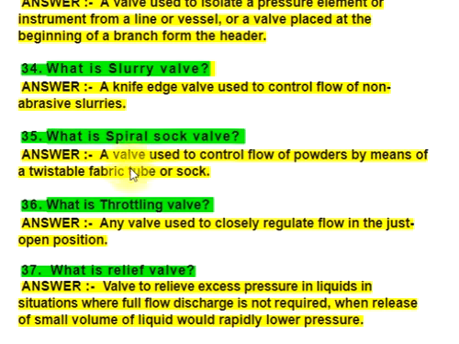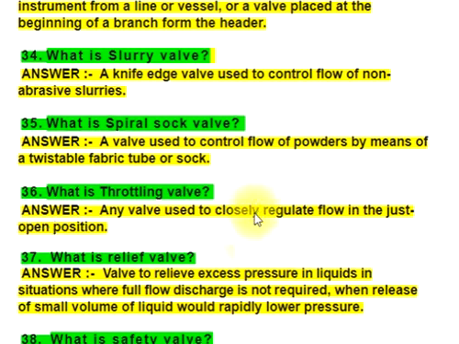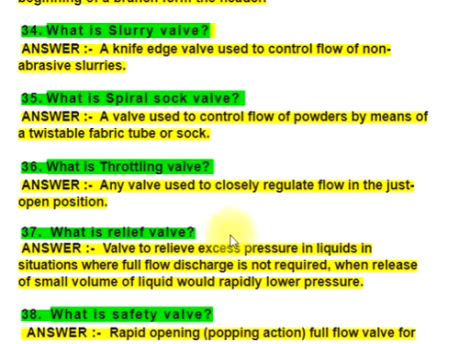35. What is spiral sock valve? Answer. A valve used to control flow of powders by means of a twistable fabric tube or sock. 36. What is throttling valve? Answer. Any valve used to closely regulate flow in the just open position.